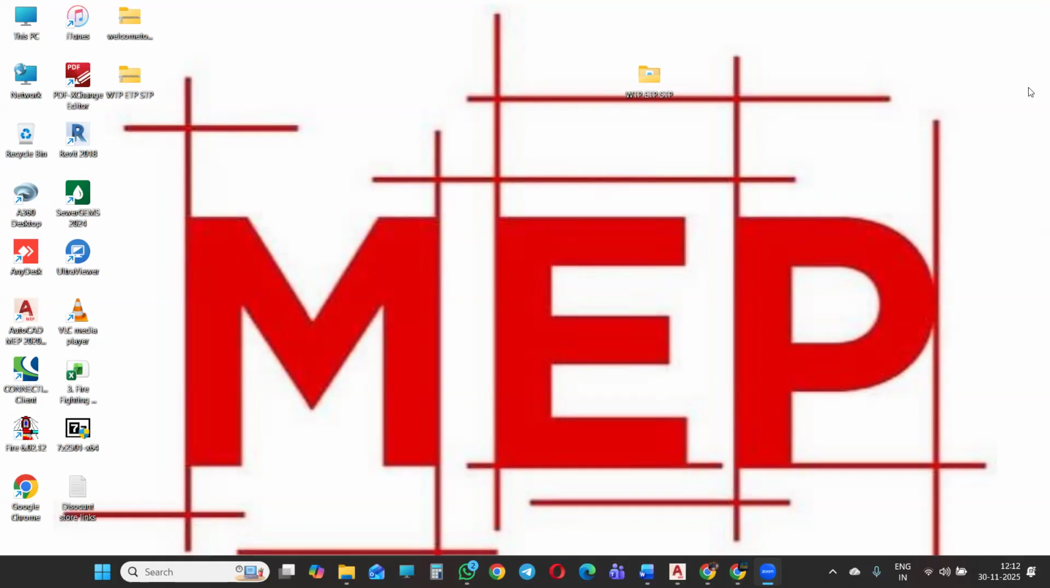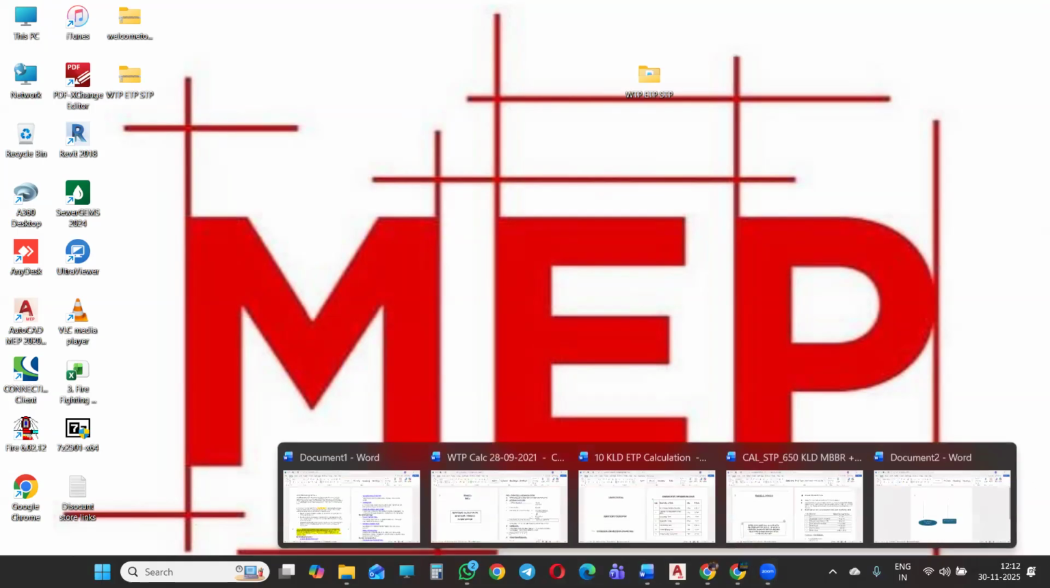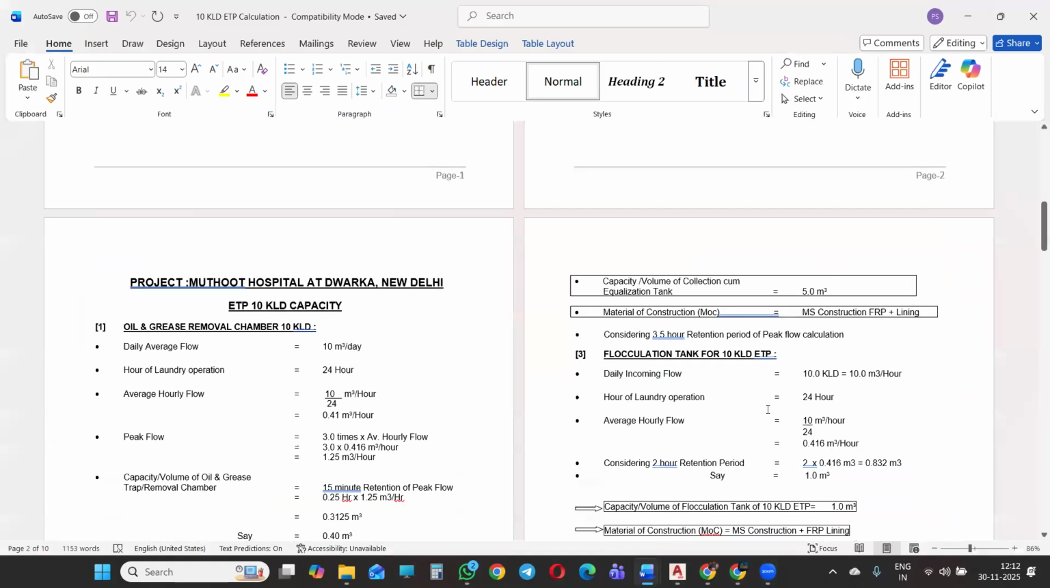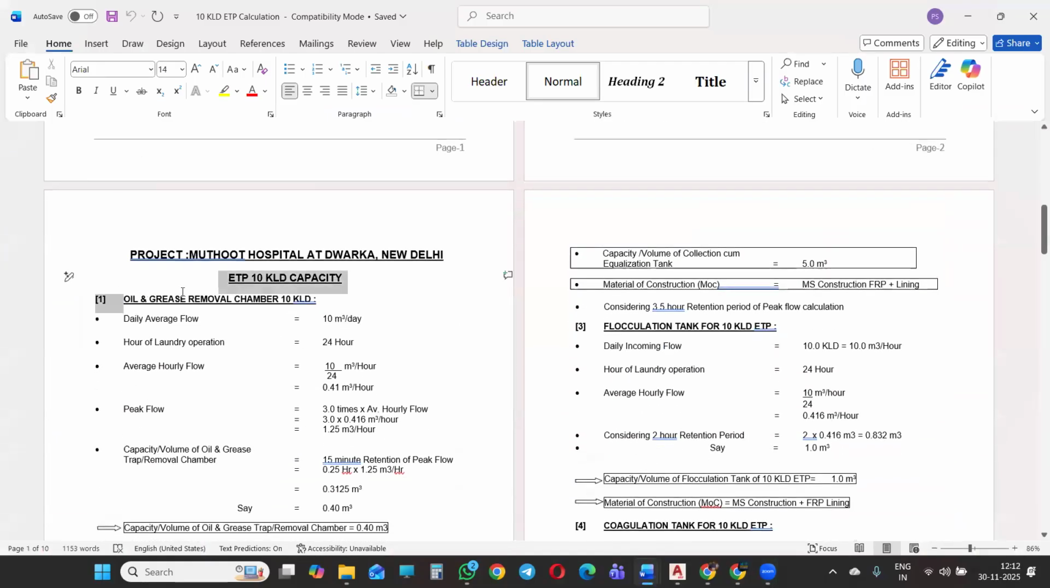If you see it from the net, it is almost 200 pages, but in my notes it is only 20 pages. Now, first of all, ETP. This is the ETP tanks. The first tank is the oil and grease removal tank. ETP capacity, this is 10 KLD.